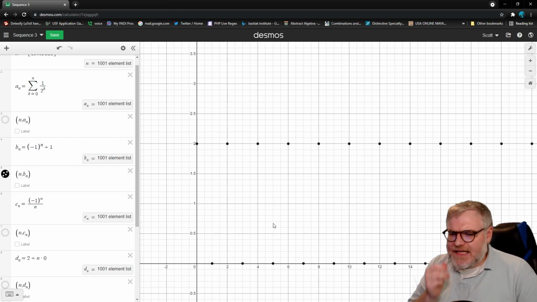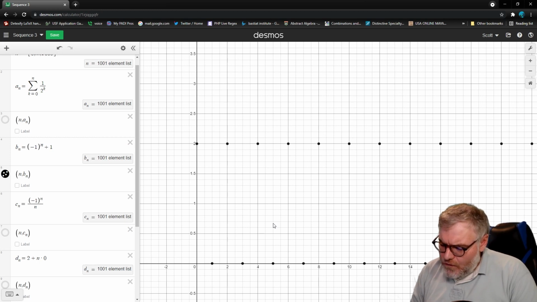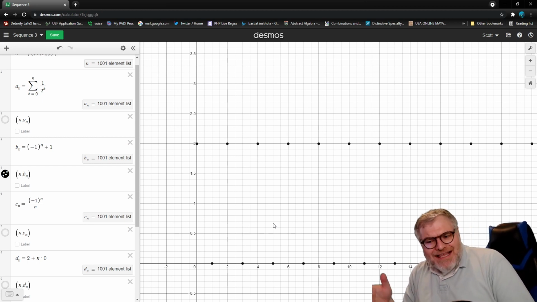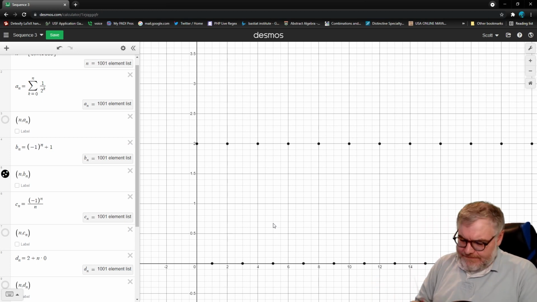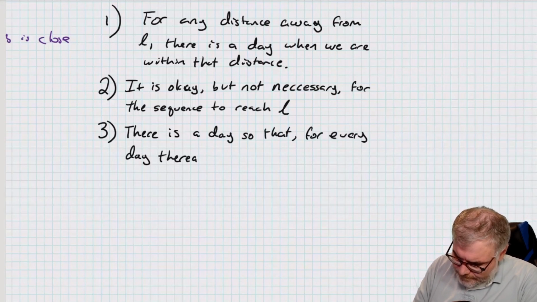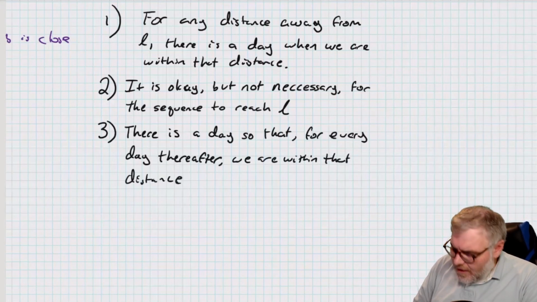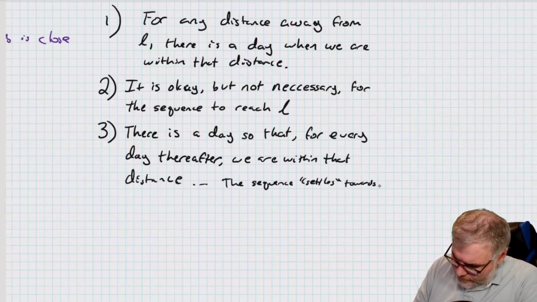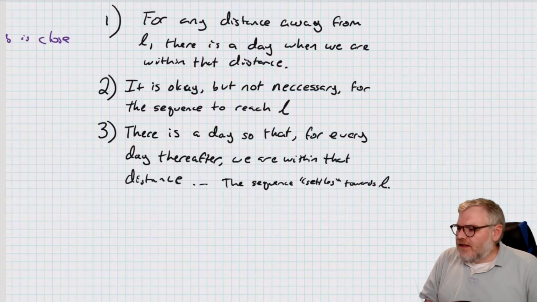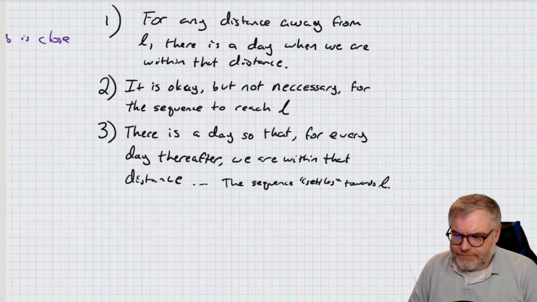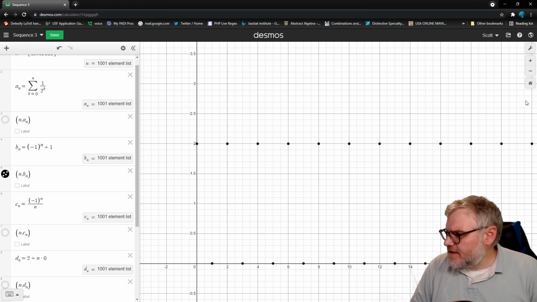So what we're going to say is that not only is there a day when we're within that distance, there's a day after that, so that for every day thereafter, we are within that distance. Another way to say this is that we settle. It settles. Now, this other sequence here did not settle.